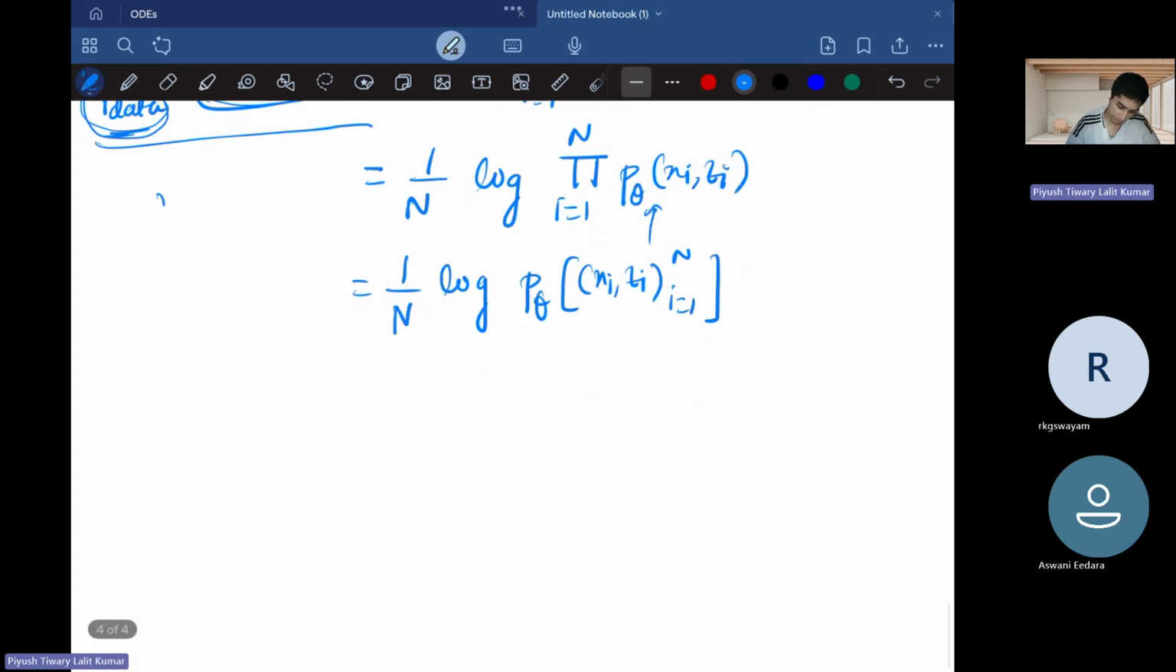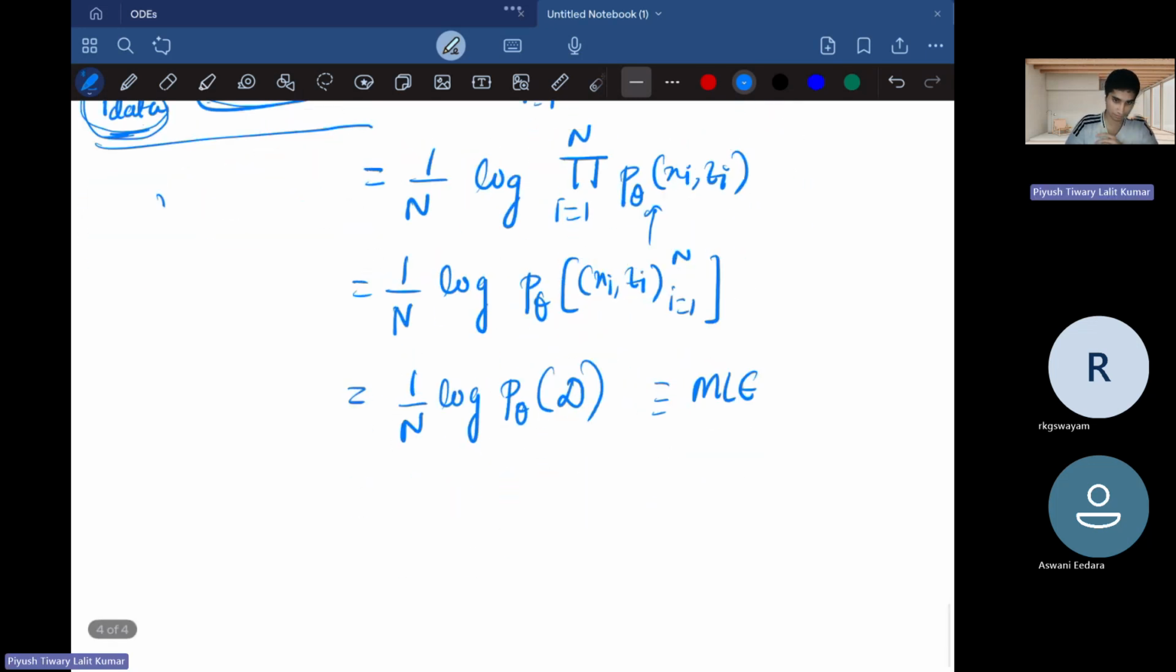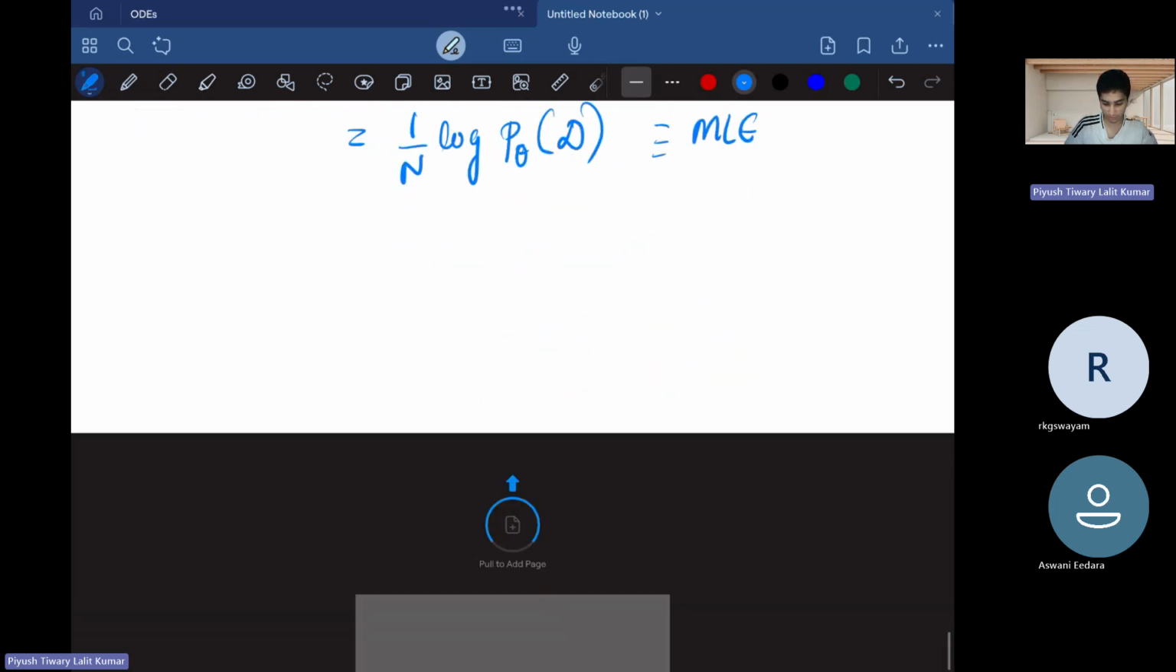And hence you can write this as 1 by n. People usually write this as p theta of D, the data set. This is the form of MLE that you will see in books. This is what the whole maximum likelihood estimation thing looks like.